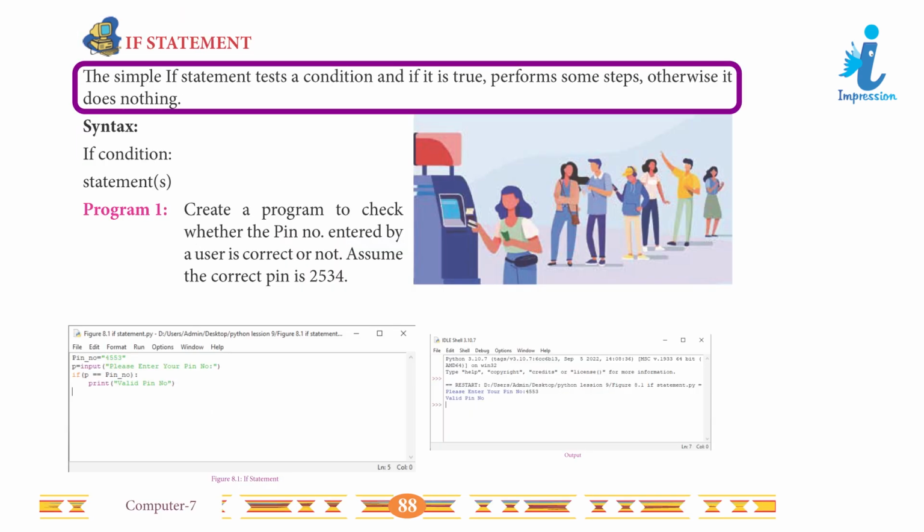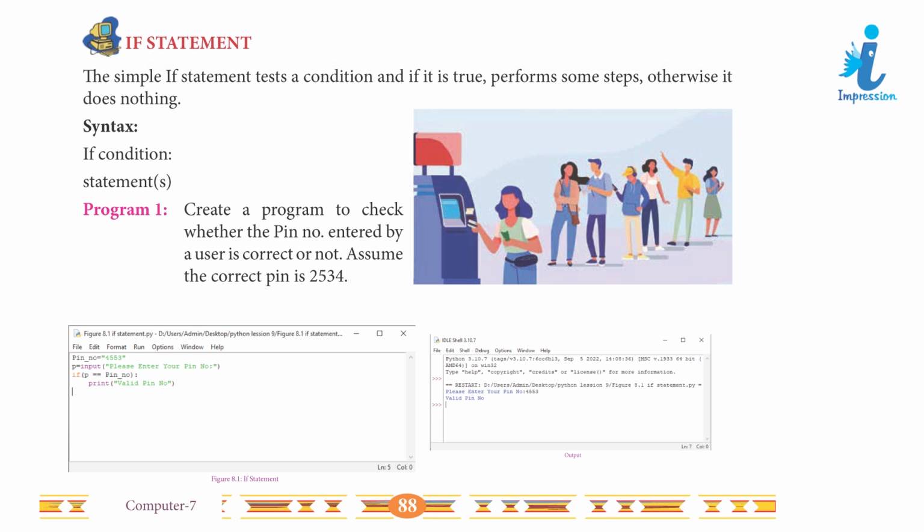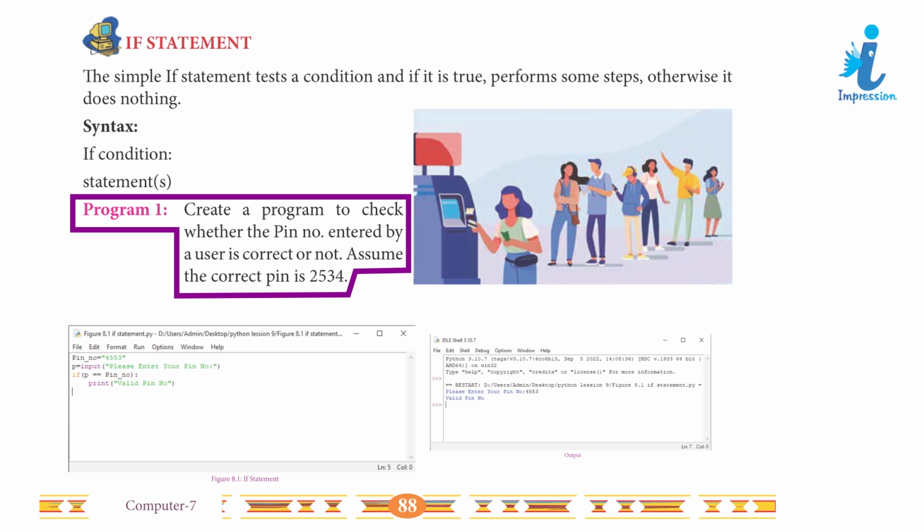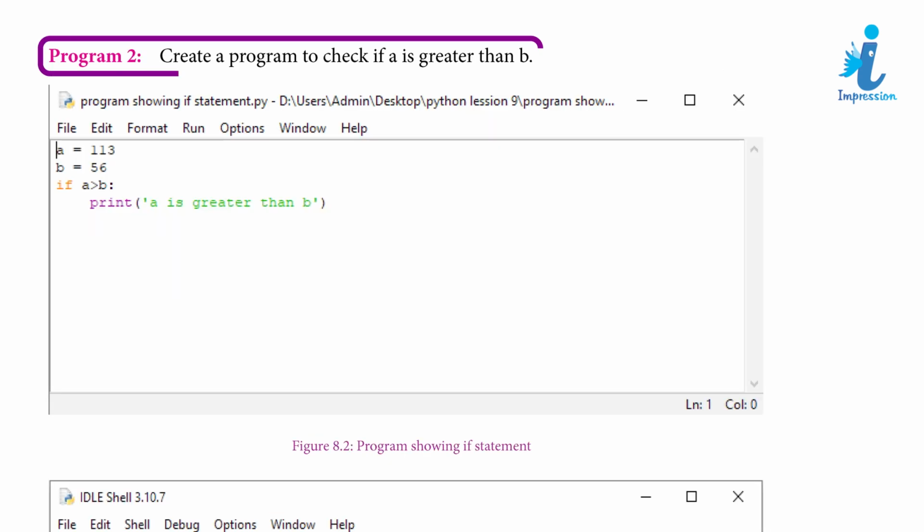If statement. The simple if statement tests a condition and if it is true, performs some steps, otherwise it does nothing. Syntax: if condition, statements. Program 1. Create a program to check whether the PIN number entered by a user is correct or not. Assume the correct PIN is 2534. Program 2. Create a program to check if A is greater than B.